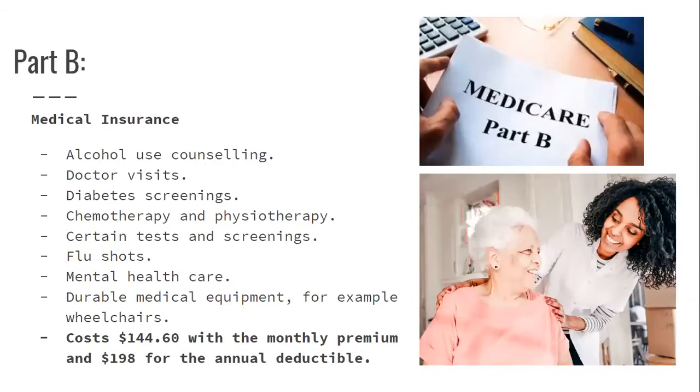Part B, medical insurance. So you can have alcohol use counseling, doctor visits, diabetes screenings, chemotherapy and physiotherapy, certain tests and screenings, flu shots, mental health care, durable medical equipment, for example wheelchairs, and it costs about $144.60 for the monthly premium and $198 for the annual deductible.